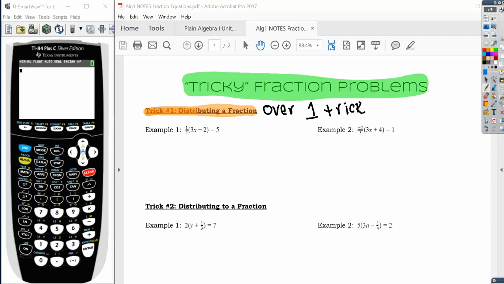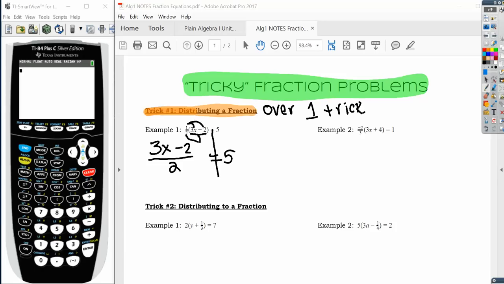So notice this problem, if I draw my line through my equal sign, I have to distribute a fraction, so I'm going to do the over 1 trick. Now I'm going to multiply the top with the top, and the bottom with the bottom. 1 times 3x is 3x, and 1 times -2 is -2, all over 2 times 1, which is 2, and that equals 5.